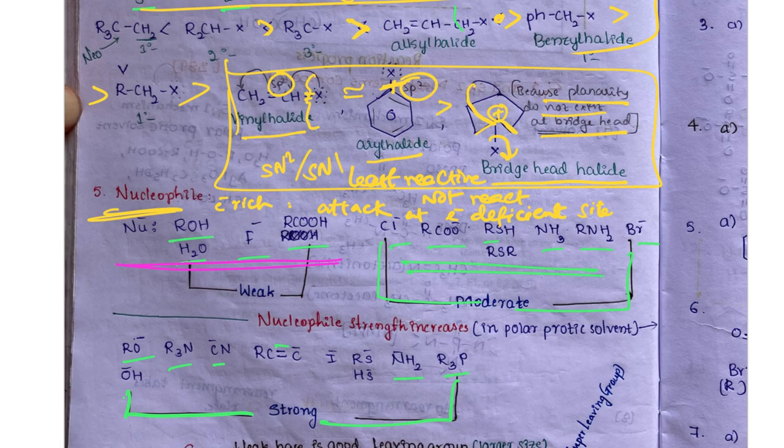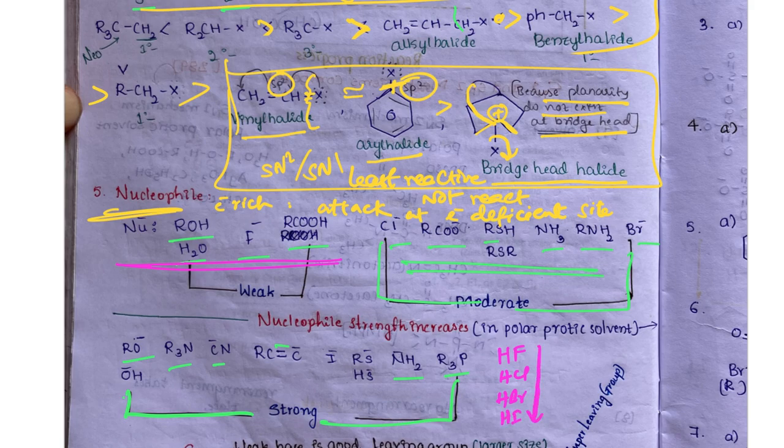Now, this nucleophilic character is according to a polar protic solvent. Unless mentioned otherwise in the question, you have to keep this in mind. This is a very important thing. Nucleophilicity changes depending on the solvent also. So whatever order I gave, poor or weak, moderate and strong, is with respect to a polar protic solvent. Unless given, you have to consider it a polar protic solvent. Very important.